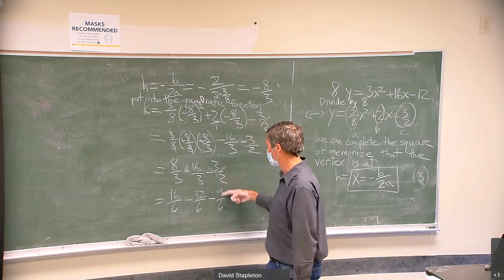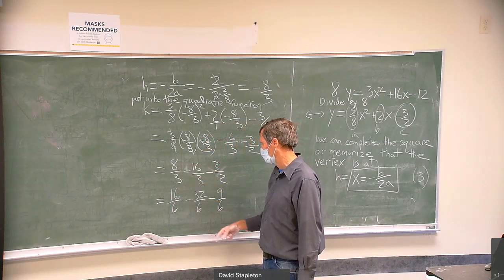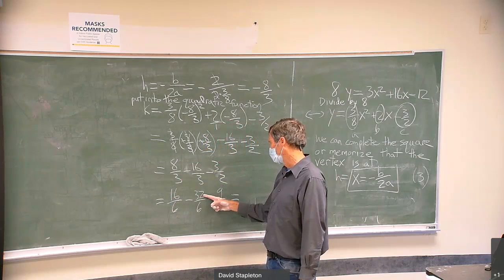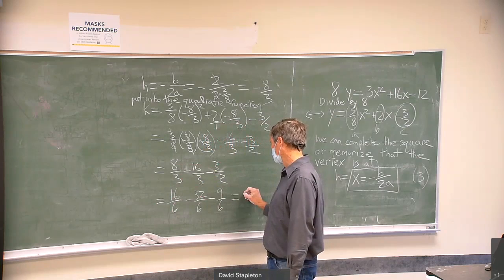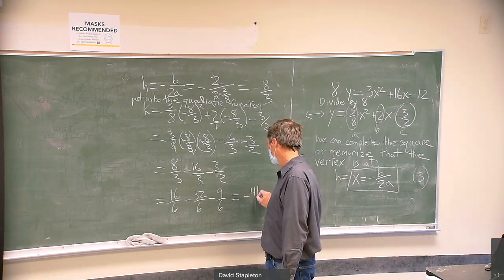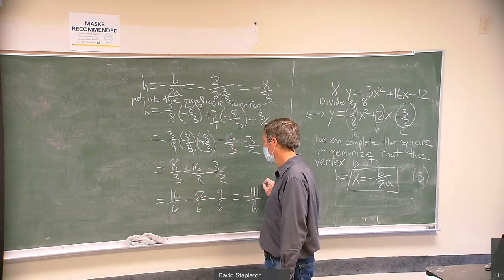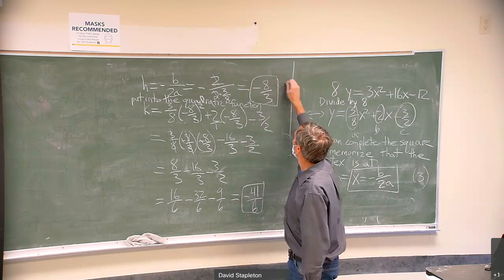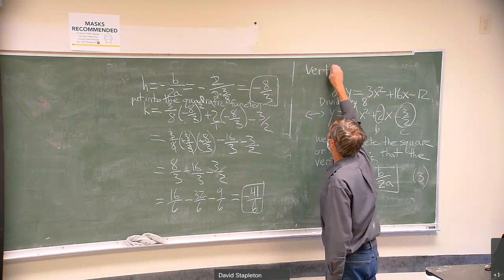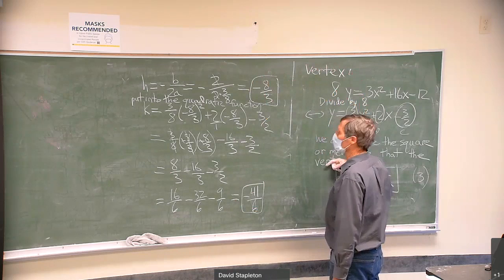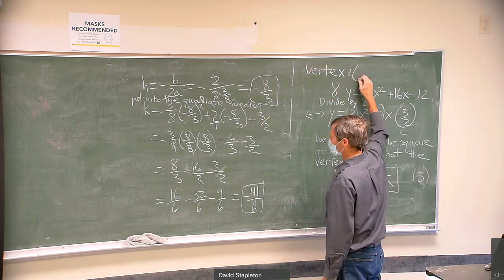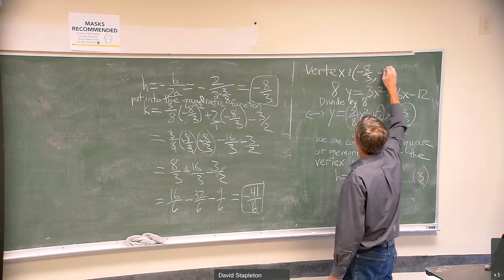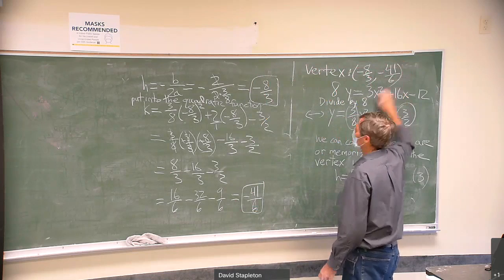This one top and bottom by 3 to make 6. These two top and bottom by 2 to get 6. 16 minus 32 is minus 32. Minus 9 more is minus 41, all over 6. There's the y coordinate. So that's k and that's h. The vertex, good thing we memorized the formula. It's the point minus 8/3, minus 41/6. Now I'm sure I didn't make a mistake after all.